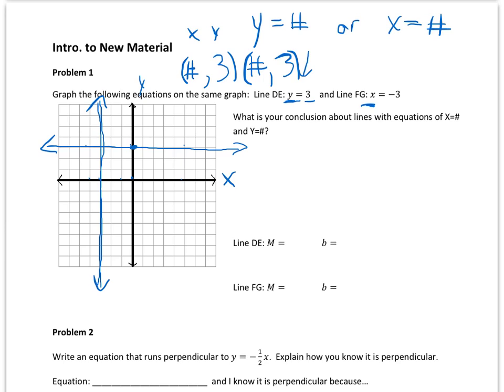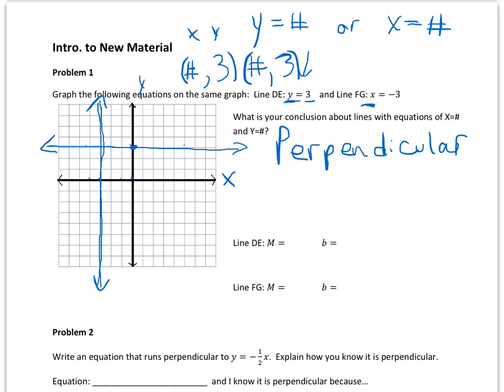Okay. What is your conclusion about the lines with the equation y equals a number and x equals a number, or x equals a number and y equals a number? And the answer is they are perpendicular. Perpendicular. Okay. Got to sound those words out to make sure you get them spelled right. Okay, let's just do some quick practice.